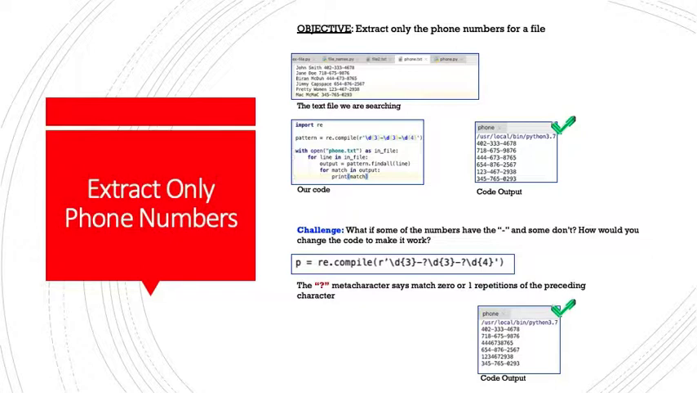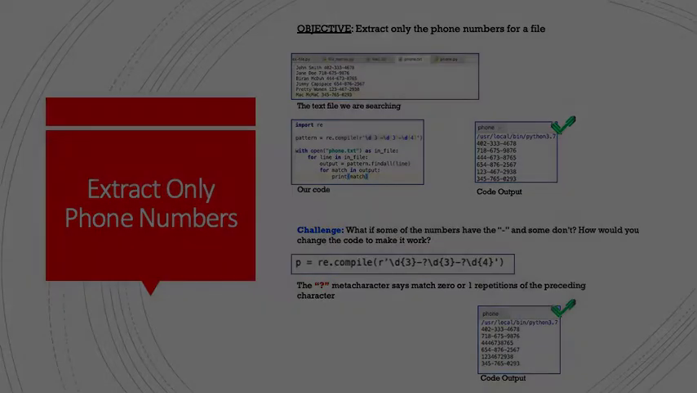But let's take a deeper challenge here. What if some of the numbers have the dash and some don't? How would you change the code to make it work? So let's look at our code down here. We have the \d, then we have the 3 in curly brackets saying I want exactly 3 numbers. Then we have the dash followed by the question mark, and the question mark says I want 0 or 1 of the thing that precedes it. Right? So if I want 0 or 1, I can take it either way. And we do this for all of these. And when we do that, we see that we're able to now extract phone numbers that are listed both with dashes and without. So it worked.